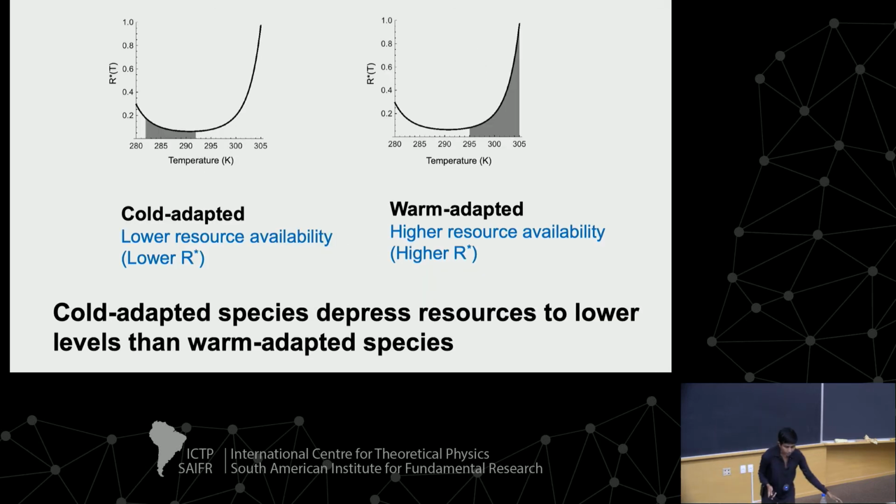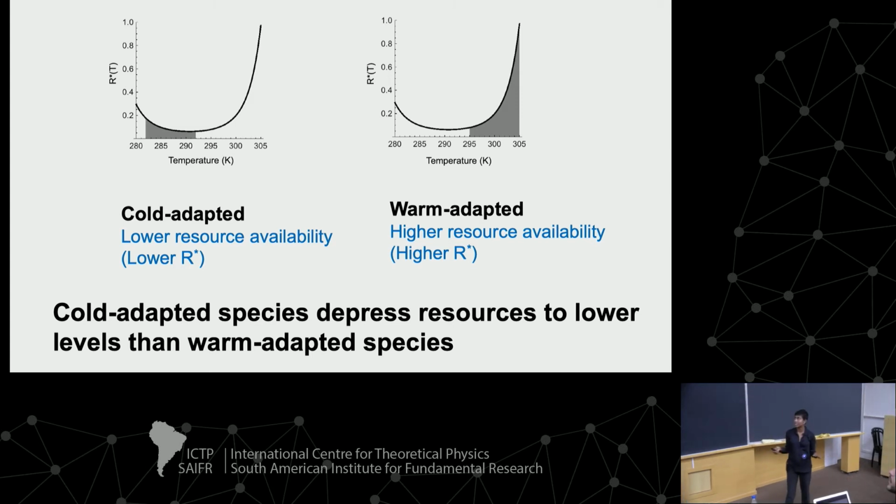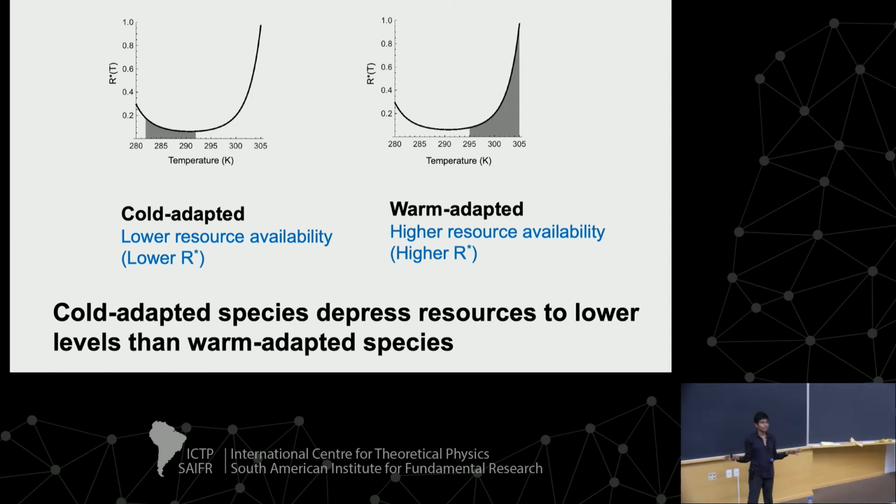Right. Now, let's look at the resource availability set by the resident consumer when it's cold adapted versus warm adapted. Now notice if you're cold adapted, the resource availability you set for the invader is very low, right? Your time averaged R star is quite low because it's in this realm. As opposed to a warm adapted species, where the resource availability is higher. So this is a very efficient competitor, this is a not very efficient competitor, right? Because it sets a higher resource availability, which means something can come in more easily here than here. Do you agree? Because this is the time averaged R star. So what that means is that cold adapted species depress resources to lower levels than warm adapted species.